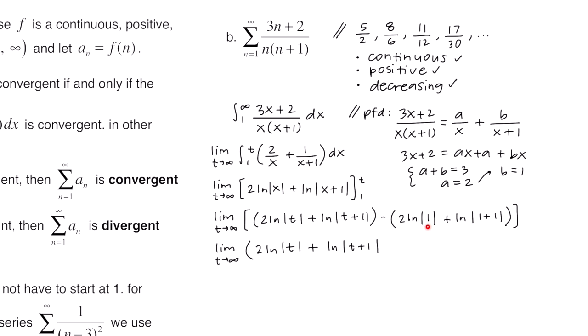Over here, the absolute value of 1 is 1. The natural log of 1 is 0. So that term's just 0. And then over here we get 2. The absolute value of 2 is 2. So we just have minus natural log of 2.